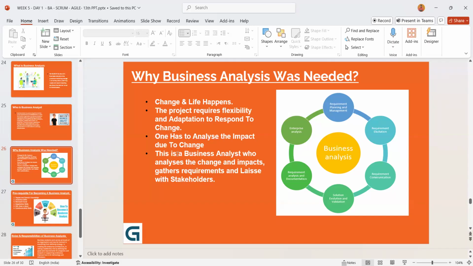And now, this is the business analyst who analyzes this change and its impacts, gathers requirements, and liaises with the stakeholders. It means understanding the reason behind the change, projecting the change into the current system, and what will happen, meaning the pros and cons. If you embrace the change, how it will benefit you.